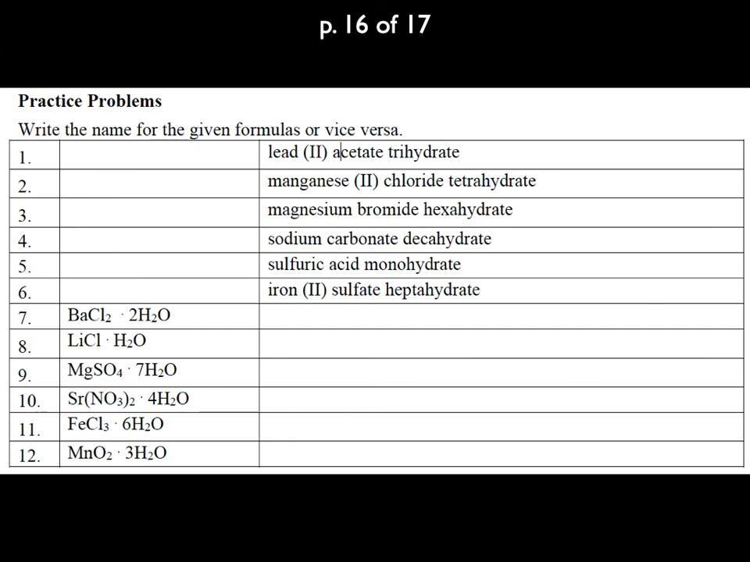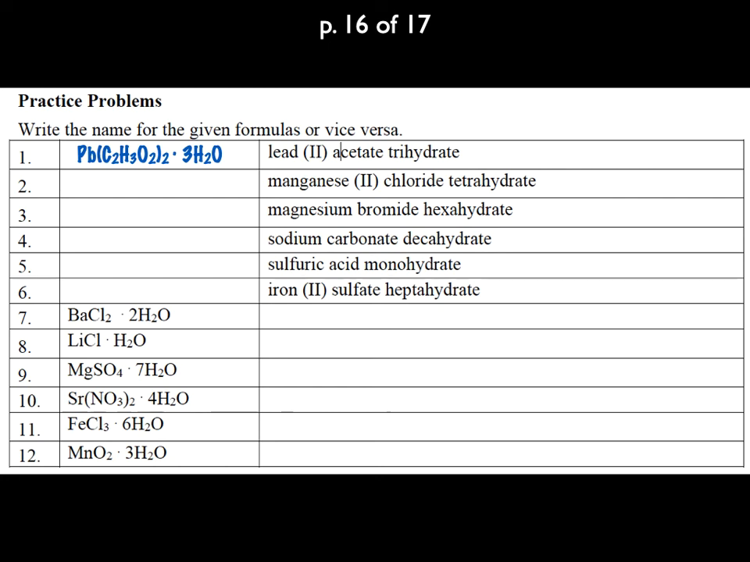Okay, if I'm going to do lead 2 acetate trihydrate, I have to remember my ionic naming rules for a transition metal. So I have lead 2 acetate, so lead 2 is Pb 2+, acetate is C2H3O2 1-. So when I crisscross, I get Pb(C2H3O2)2, and trihydrate is ·3H2O. Do the remaining 5. Now, assuming that you actually paused, here are the last 5.